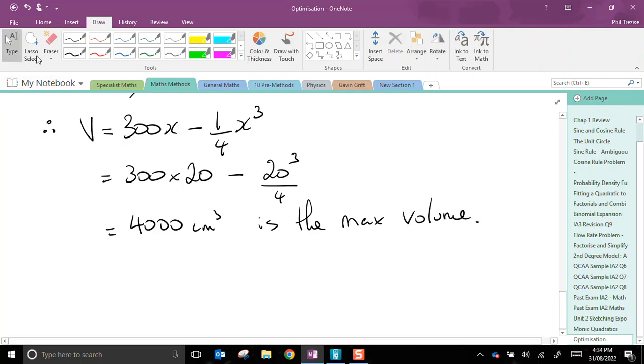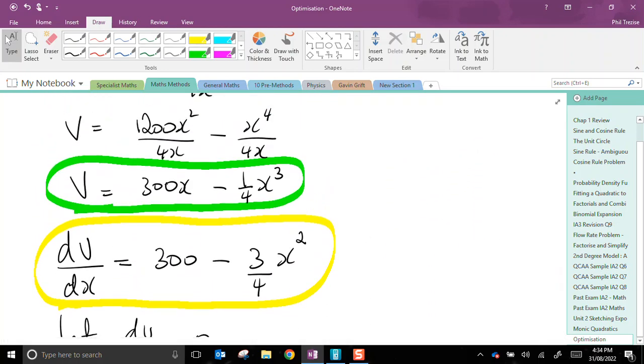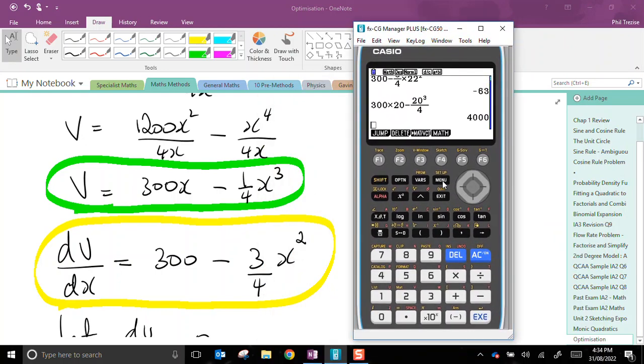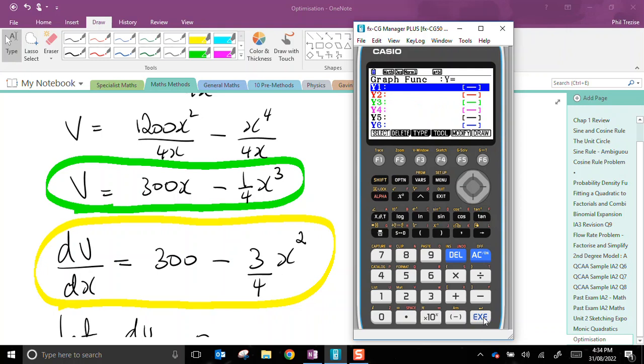Now, I'd like to show how we verify this. So we've done all the working. Let's go to the graphing application, and I'm going to type my formula for volume. 300 times x minus x cubed over 4. I'll draw that. Doesn't look very interesting at the moment, does it? Let's set some sensible values for the view window. It wouldn't make sense for x to be less than 0.